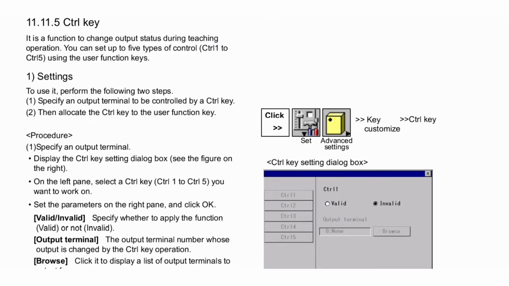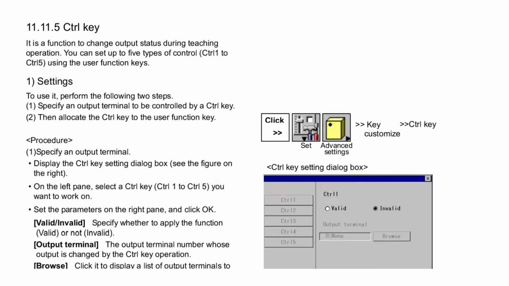Next is the control key. It is a function to change output status during teaching operation. You can set up to 5 types of control, control 1 to control 5, using the user function keys. Settings: to use it, perform the following 2 steps. First, specify an output terminal to be controlled by a control key. Second, allocate the control key to the user function key.